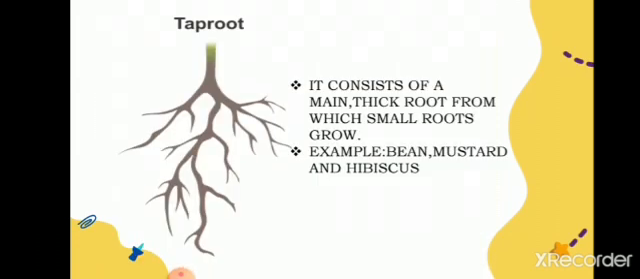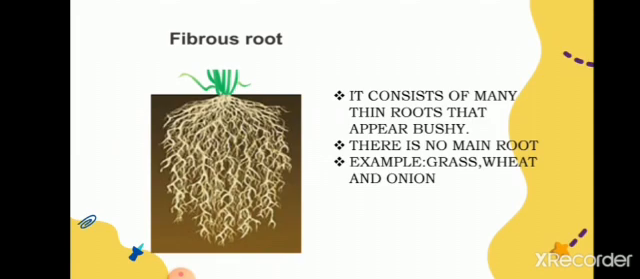A tap root is a thick root from which all the small roots grow. You can see this in bushy plants or climber plants like bean, mustard, hibiscus or rose. These plants have a tap root. Fibrous roots look very bushy, with many small roots. You can see this in grass, wheat or onion. All these plants have a fibrous root.